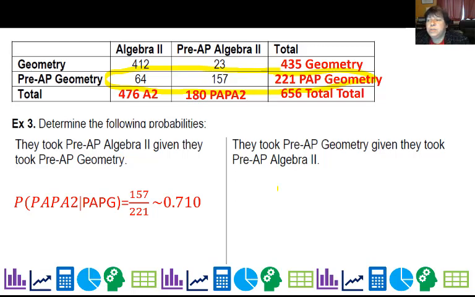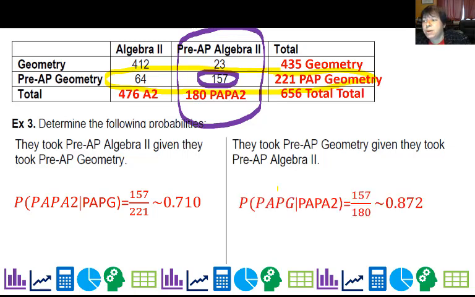What's the probability they took pre-AP Geometry given they took pre-AP Algebra 2? That's the column now. So that's my world. I don't care about anything outside of it. There's my 157, so it's still the same number, but now what goes underneath it is 180 because I'm looking at the total of pre-AP Algebra 2 students.